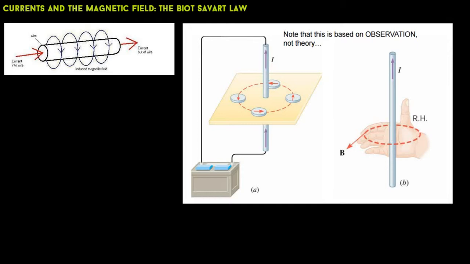So, one thing that's really cool is when you have current moving through a wire, it actually creates a magnetic field. That's really interesting, but what's even more interesting is the magnetic field created by a current flowing through a wire is actually perpendicular to the direction of the current flowing through the wire.